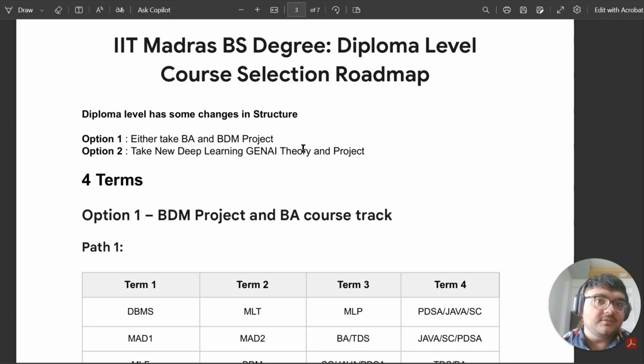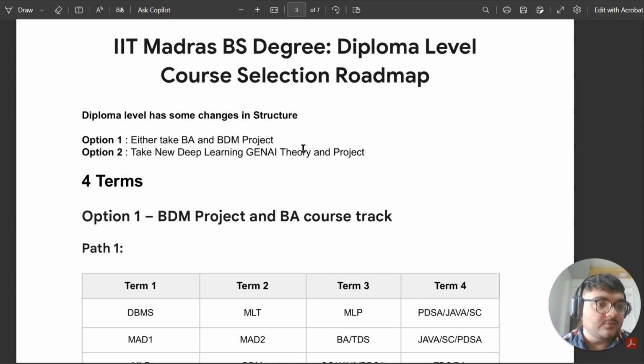If you have done it well, then it will be really helpful. And for dual degree students or single diploma students, taking both the diplomas will also really help. If you are doing some other degree, and for standalone students, there is no choice. So yeah, the diploma level has some changes in structure.